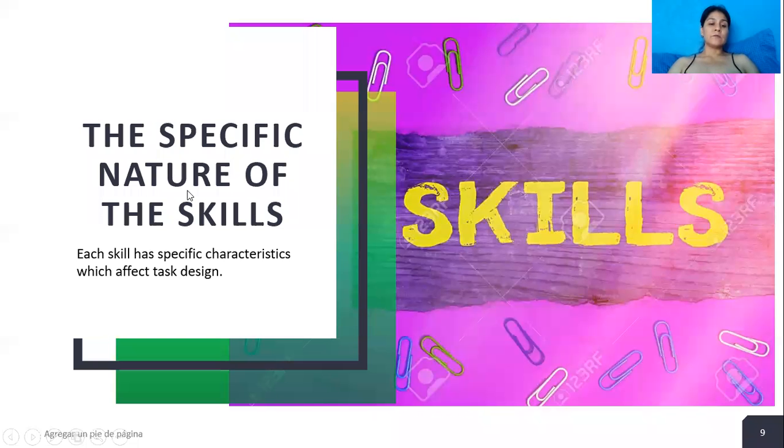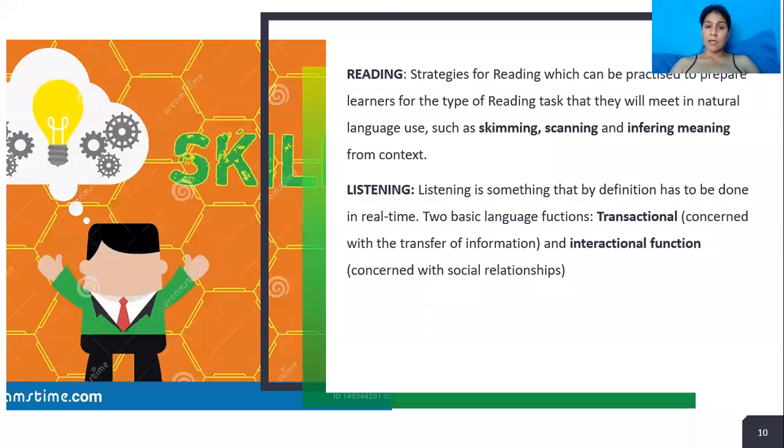Now, the specific nature of the skills. Each skill has specific characteristics which affect task design. What are the skills? Reading, writing, listening, and speaking, and we're going through this in the next picture. It says reading strategies for reading, which can be practiced to prepare learners for the type of reading tasks that they will meet in natural language use, such as skimming, scanning, and inferring meaning from context.